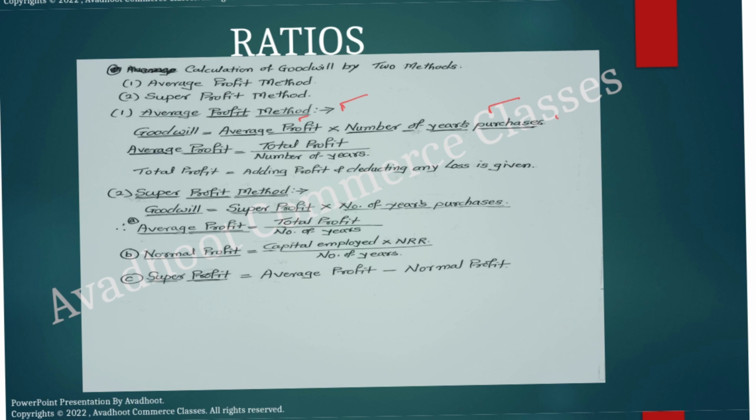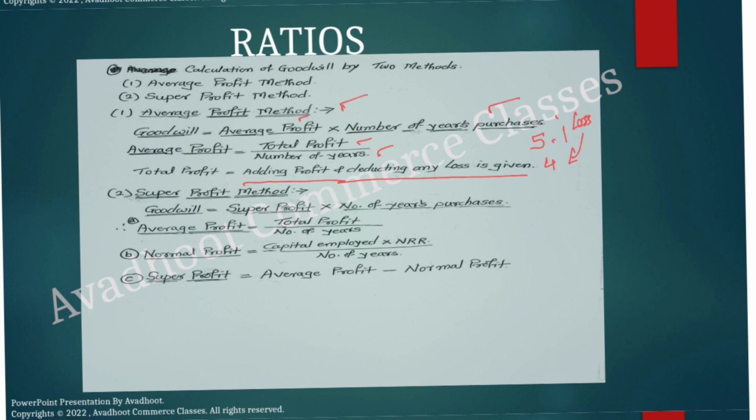How to calculate the total profit? By adding profits and deducting any losses given. Suppose 5 years' figures are given, and 1 year has a loss. Then add the profits of the 4 years and deduct the loss. Suppose out of the 5, 2 years have a loss and 3 years have profit. Then take the total of the 3 years' profit first, and from that deduct the 2 years' loss. Whatever you get is the total profit, divided by number of years. For 5 years, divide by 5. If it is for 4 years, divide by 4, and so on.